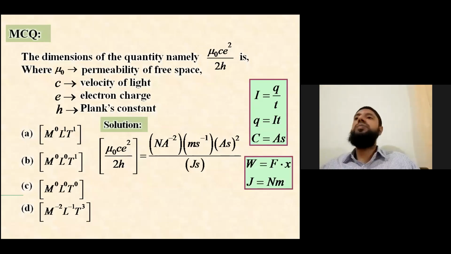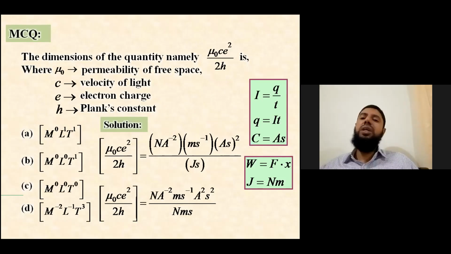On simplifying, for a joule, work is equal to force into displacement. Therefore, joule can be written as Newton meter. On substituting these values and simplifying, we get the unit. What is the unit? No unit. When there is no unit, in most cases the dimensions are 0. Therefore, you can go for M power 0, L power 0, T power 0 as the answer for this question. Then let's have one more MCQ.